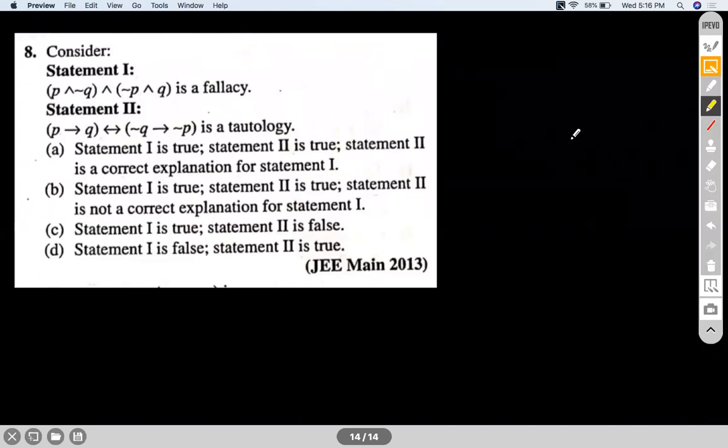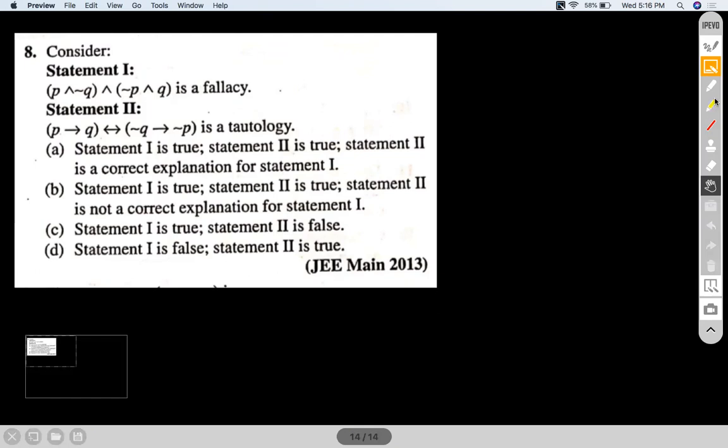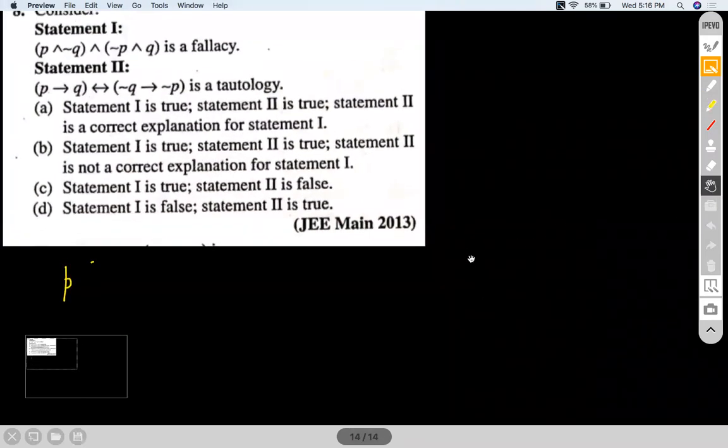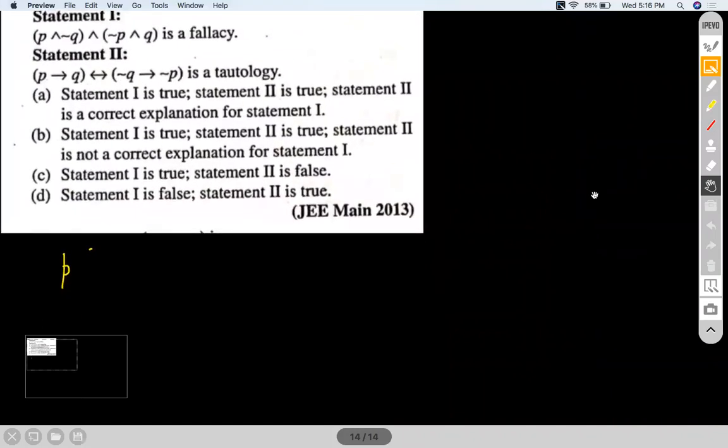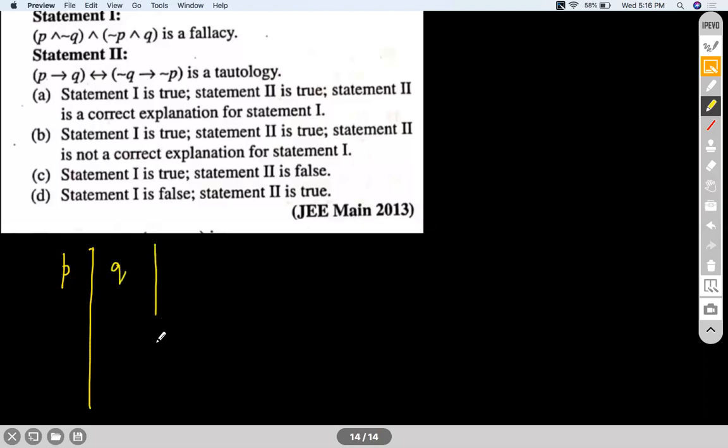Statement one is true. Oh, I think I made the mistake actually. Correct. Sorry, sir, I don't think I was listening right. What's the tautology again?